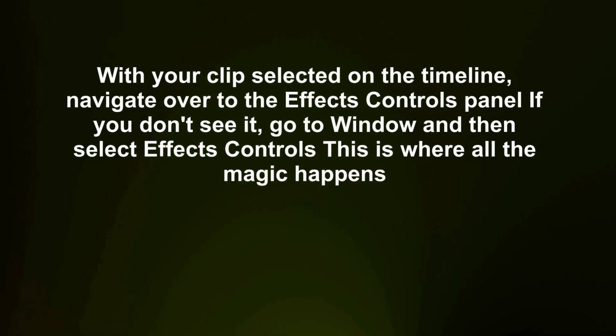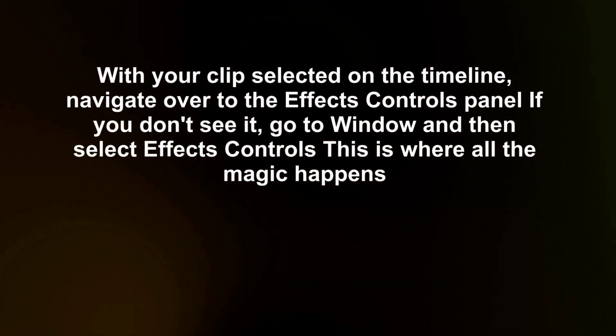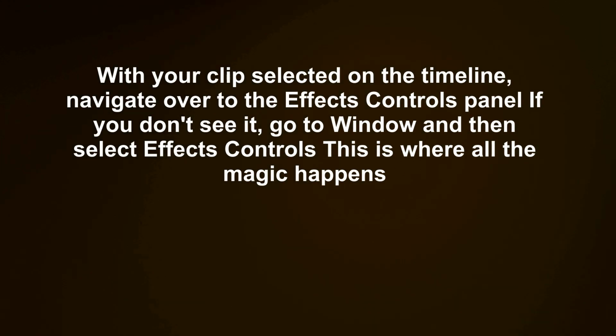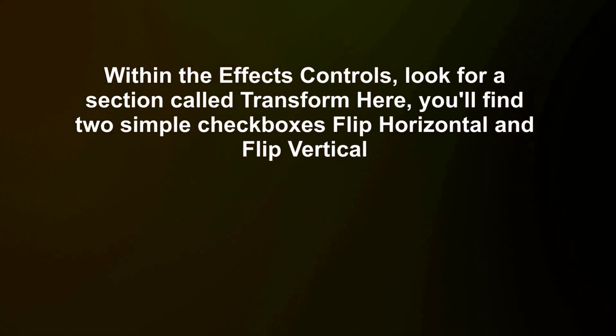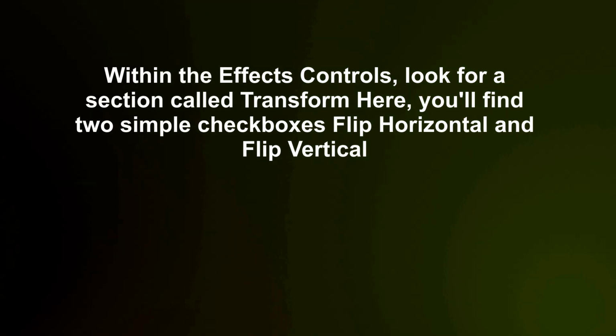With your clip selected on the timeline, navigate over to the Effects Controls panel. If you don't see it, go to Window and then select Effects Controls. This is where all the magic happens. Within the Effects Controls, look for a section called Transform. Here, you'll find two simple checkboxes: Flip Horizontal and Flip Vertical.